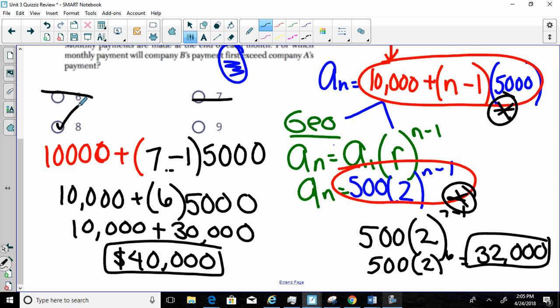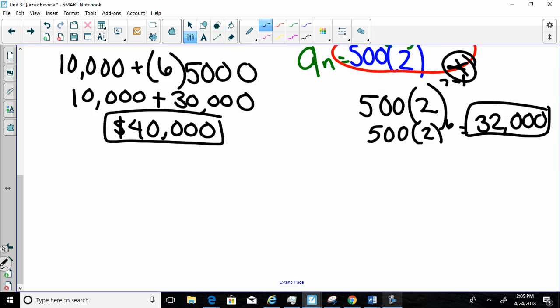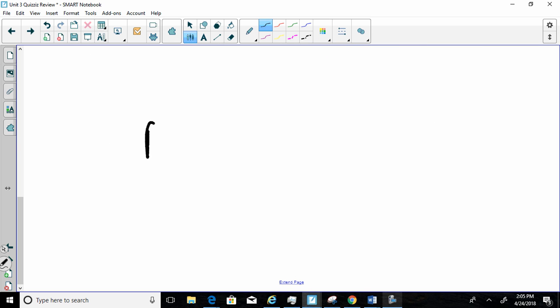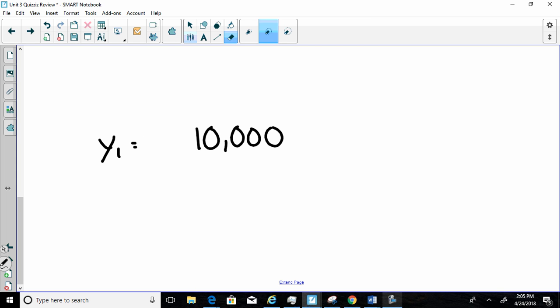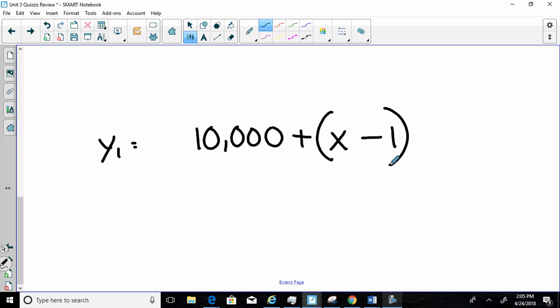All right, let me go over this one more time. So you're putting company A's equation. Company A's equation that we made up was 10,000. So in your first y1, you should click on y equals, and you're typing 10,000 plus parentheses. Instead of n, what letter should we use in your calculator? X minus 1, parentheses, 5,000. It should look something like that.